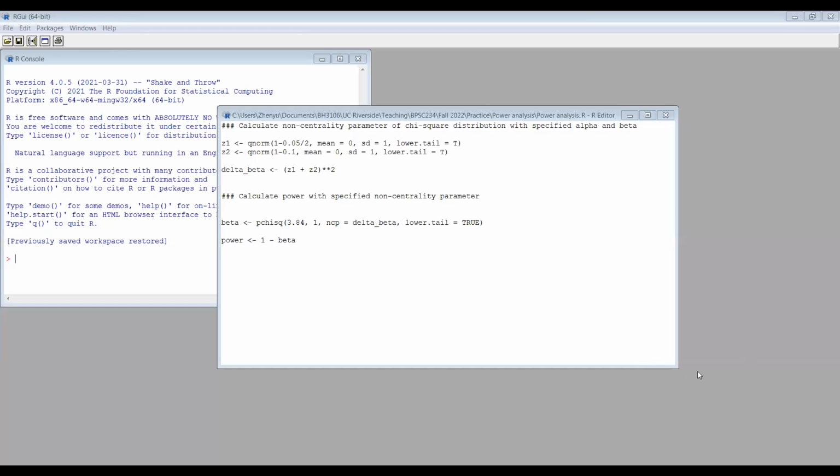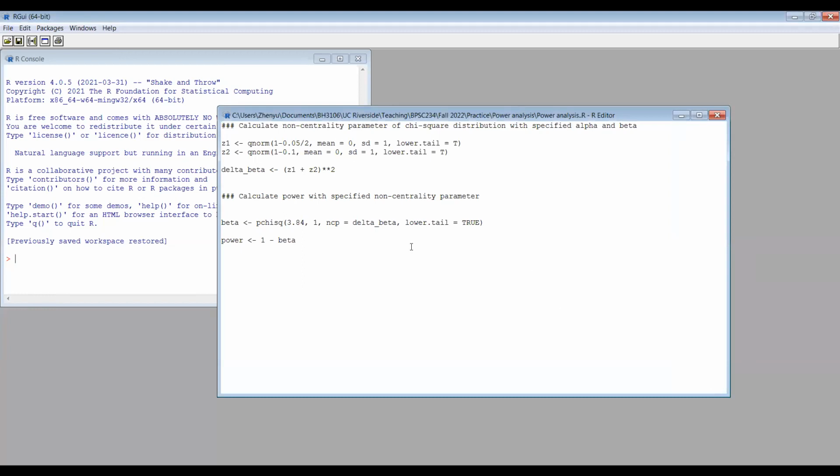Okay. So can you see my screen? All right. So I'm still working on this week's assignment. I just started. And here, I will give you some R code like this, so that in the future you can follow it to calculate the power.